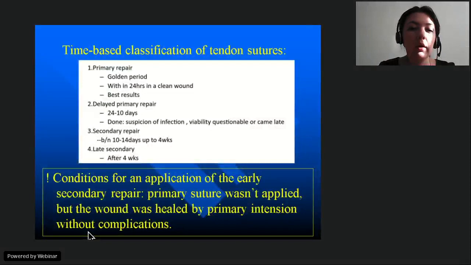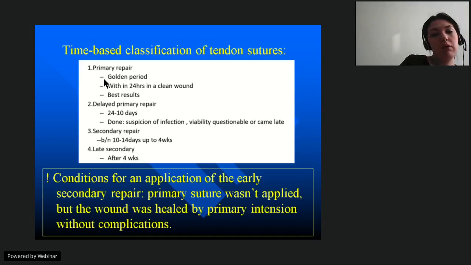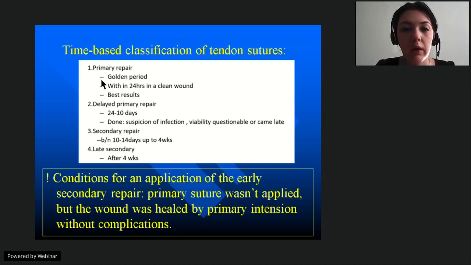And according to the time of application of tendon suture, there is primary repair or primary suture. It is the best in case of the tendon. It is the golden period, and it should be applied within 24 hours in a clean wound, and it gives the best results. There is also delayed primary repair or early secondary suture. It should be applied from 24 hours up to 10 days after the injury, and it is performed in case of a suspicion of infection, when there is a question of viability of the tissues, or when the patient came late.